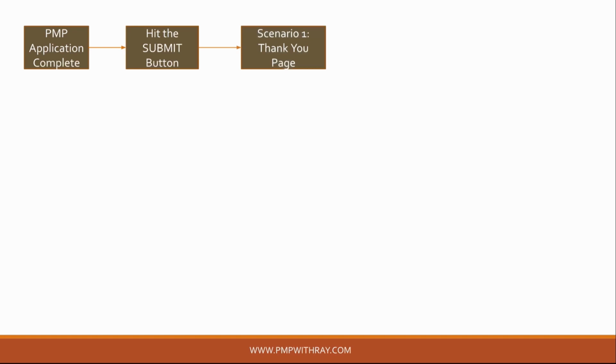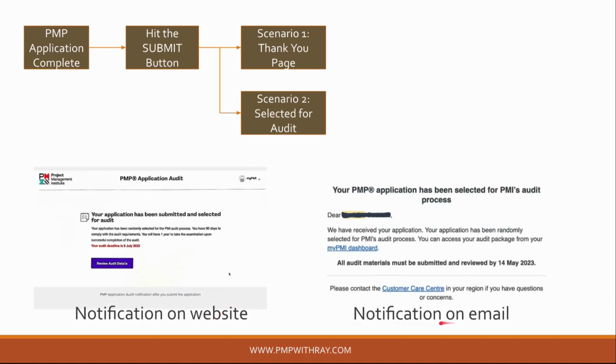Scenario 1, you will get a message mentioning that your application is submitted. Now, if scenario 1 is the case for you, be happy because your application is not selected for an audit and has directly gone under review by PMI. Now in scenario 2, the moment you hit the submit button, you will get a message on screen showing that your application has been selected for an audit. If that's the case, you will get an auto-generated email by PMI and on-screen instructions mentioning the details of the audit process, which we are going to discuss in this video subsequently.